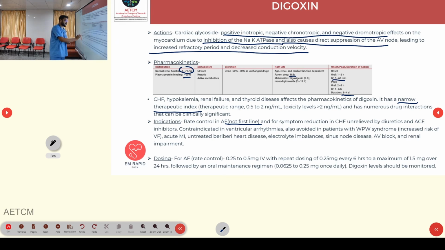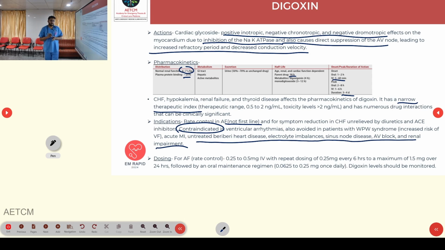It is contraindicated in ventricular arrhythmias and also avoided in patients with WPW syndrome. It has an increased risk of ventricular fibrillation, and in acute MI as well, and untreated beriberi disease, electrolyte imbalances, sinus node disease, AV blocks and renal impairment. So in such patients we should actually avoid the digoxin agent.